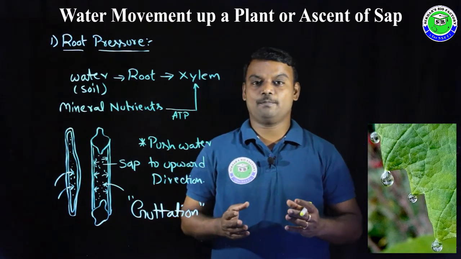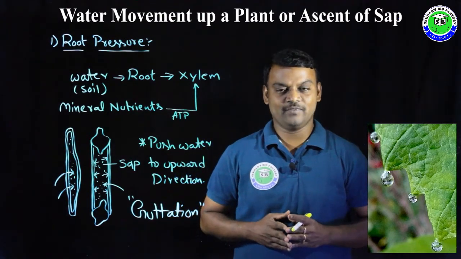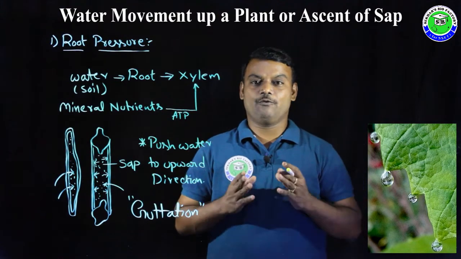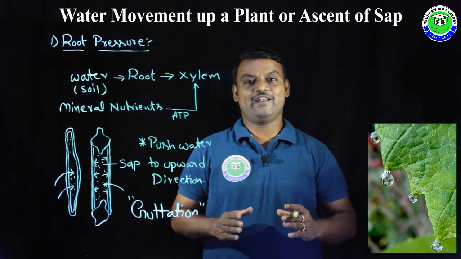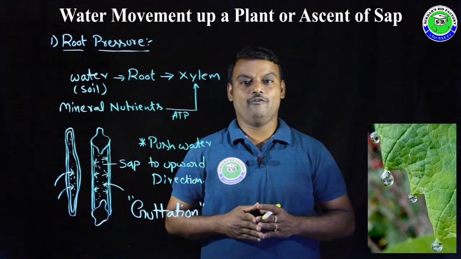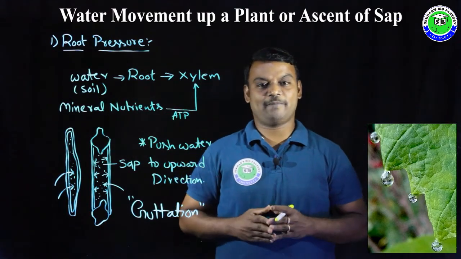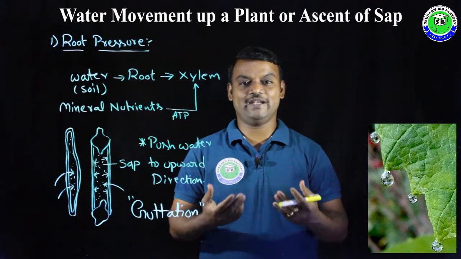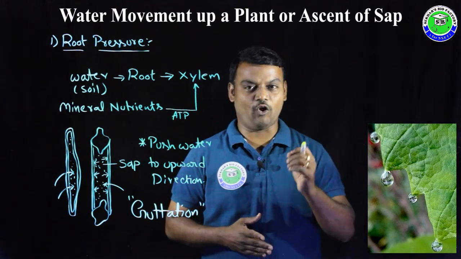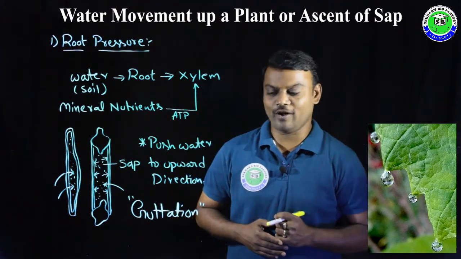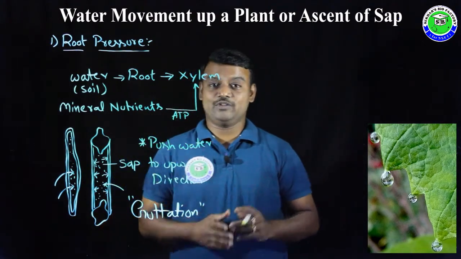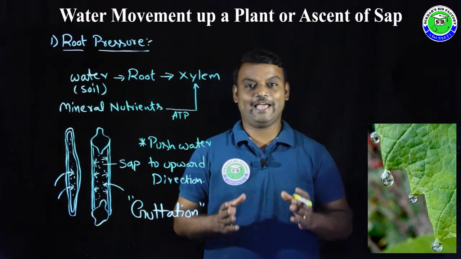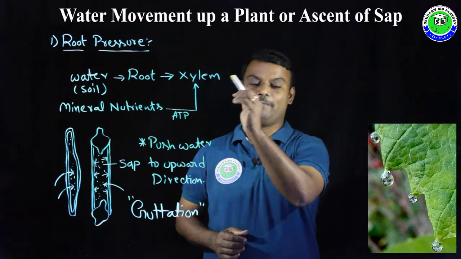When the evaporation process is low in the leaf, at this time the water will be secreted to the outside of the leaf from special openings present at the tip of the vein, and this water is secreted to the outside in the form of droplets. That process is called guttation. So this guttation also explains the process of root pressure.